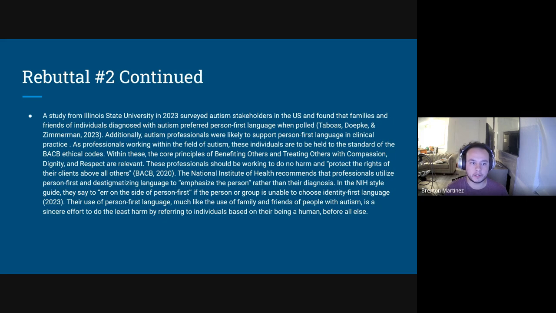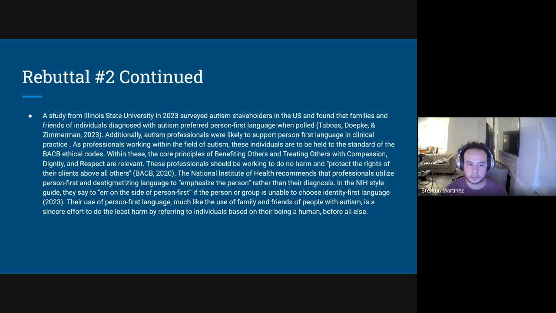A study from Illinois State University in 2023 surveyed autism stakeholders in the US and found that families and friends of individuals diagnosed with autism preferred person-first language when they were polled. Additionally, autism professionals were likely to support person-first language in clinical practice.